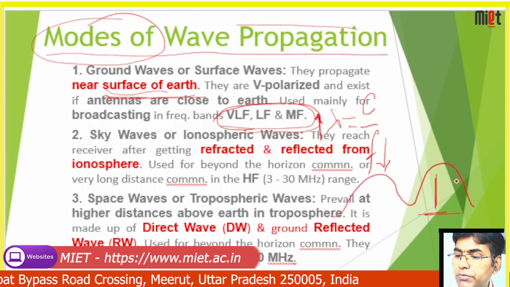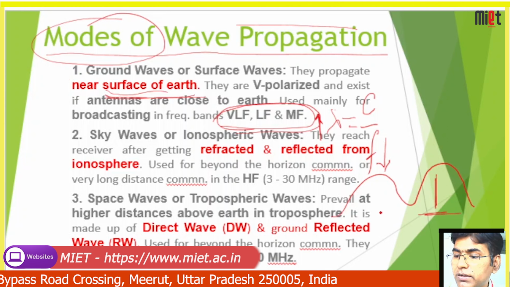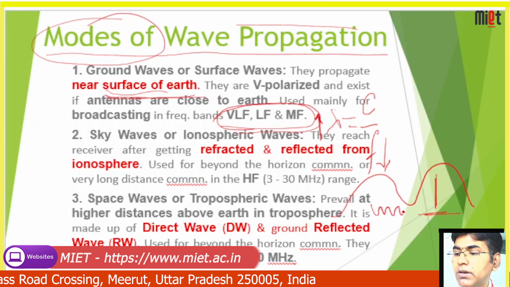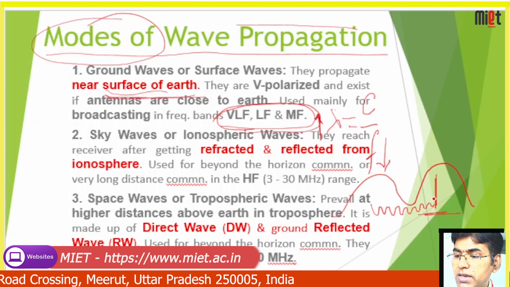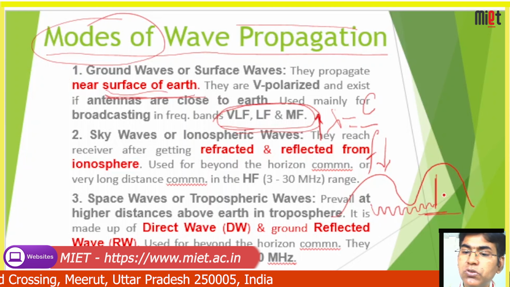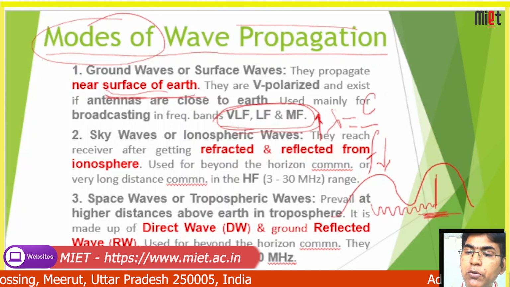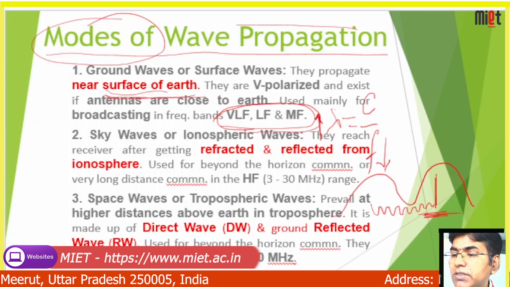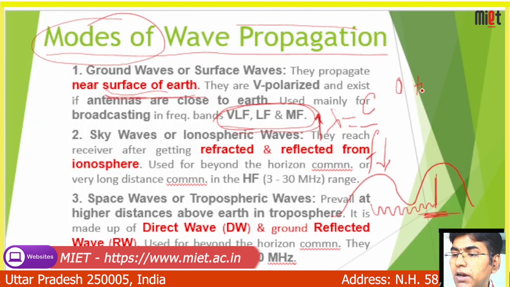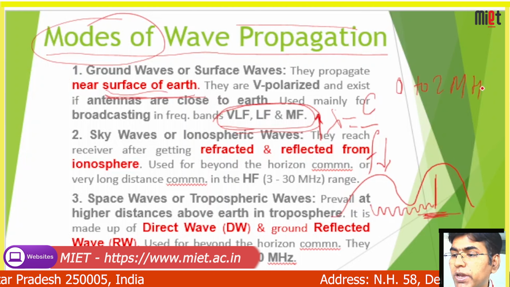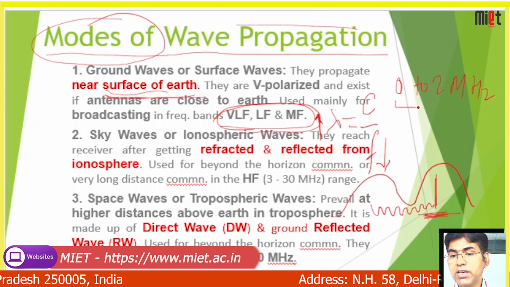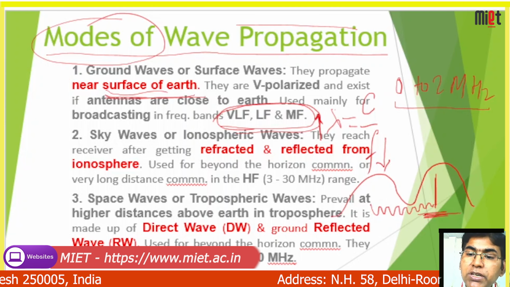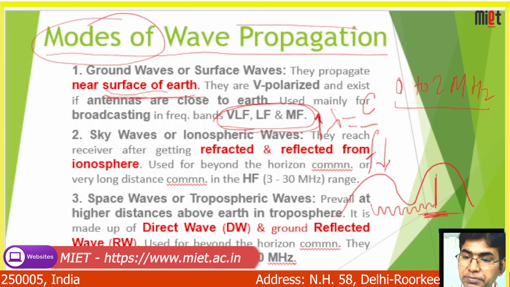But if the frequency is very high, then lambda will be very low and it will be obstructed by the high-rise building on the surface of the earth. So in ground wave propagation, we generally transmit signals of low frequency, and that low frequency is between 0 and 2 megahertz. Frequencies of 0 megahertz to 2 megahertz are transmitted using the ground wave propagation method.